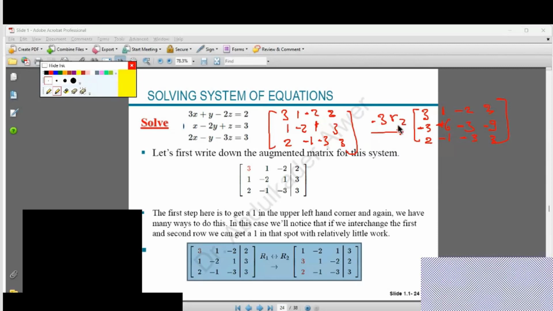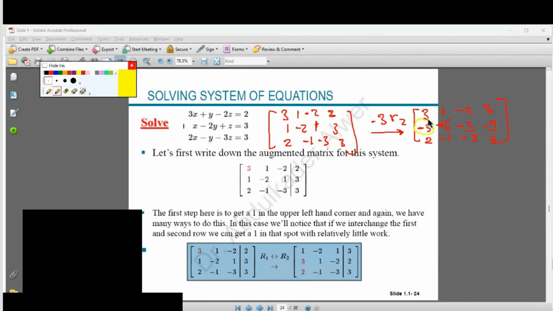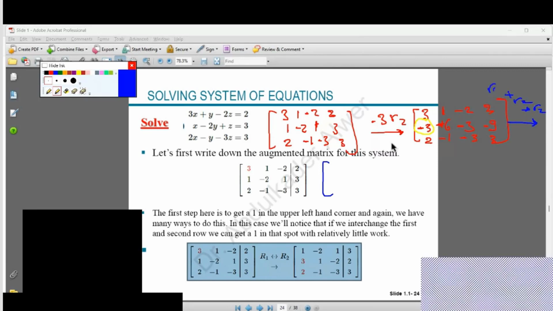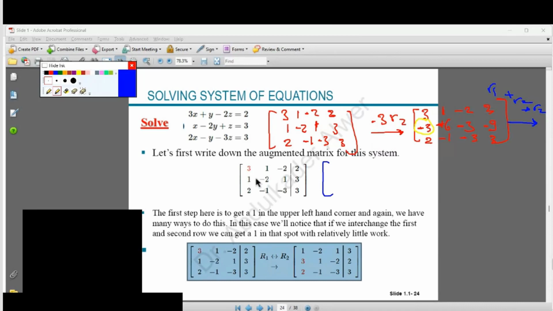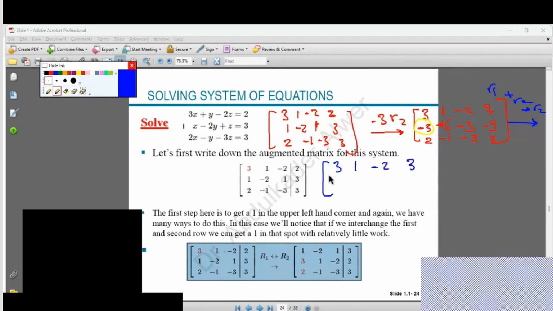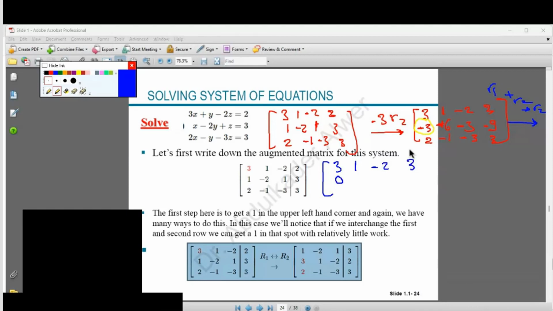Now I want to cancel this. So how I can solve together? It is here R2 positive R1. Just a minute, Abdurrahman. Because I want to cancel 3 with minus 3. So it is 3, 1, minus 2, 3, minus 3 with 3, it's 0.